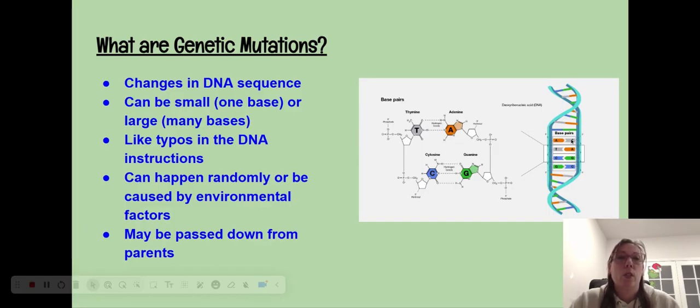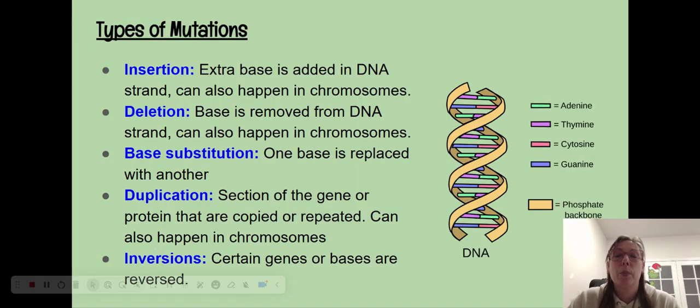Over here in the image, you can see that I have a picture of our base pairs. A always pairs with T, G always pairs with C, and there are 4 bases: thymine, adenine, cytosine, and guanine.